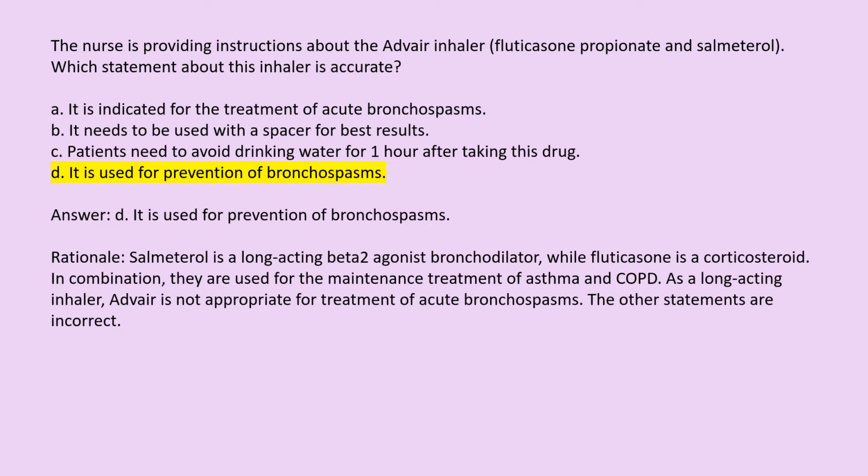Answer. D. It is used for prevention of bronchospasms. Rationale. Salmeterol is a long-acting beta-2 agonist bronchodilator, while fluticasone is a corticosteroid. In combination, they are used for the maintenance treatment of asthma and COPD. As a long-acting inhaler, Advair is not appropriate for treatment of acute bronchospasms. The other statements are incorrect.